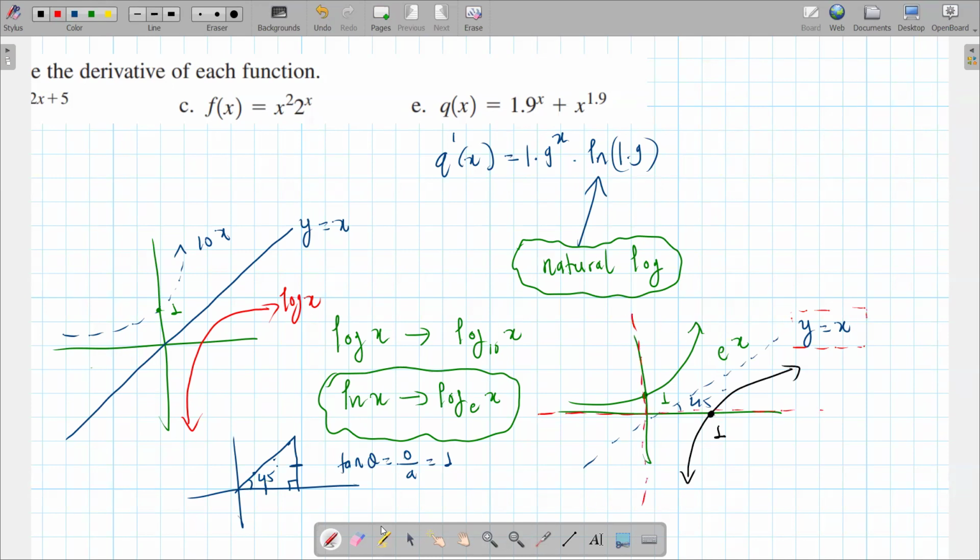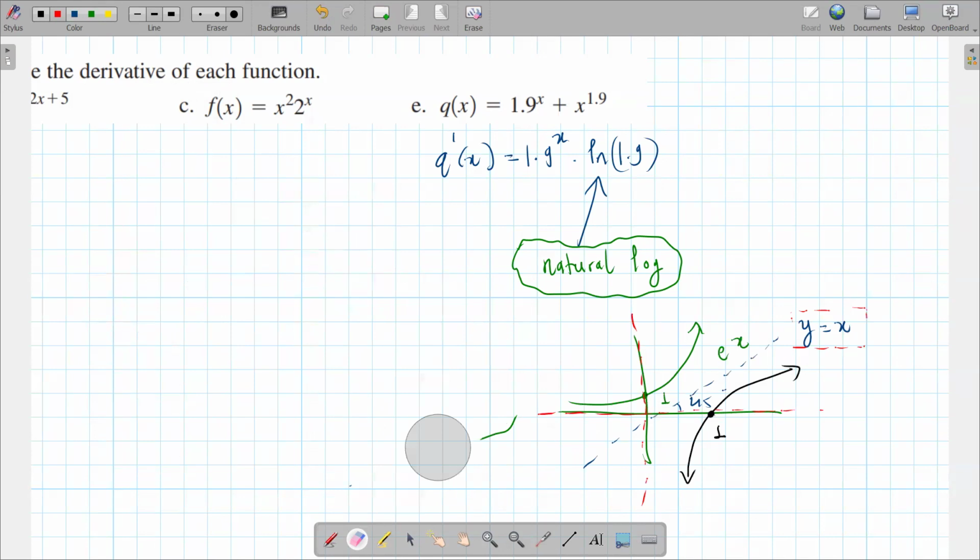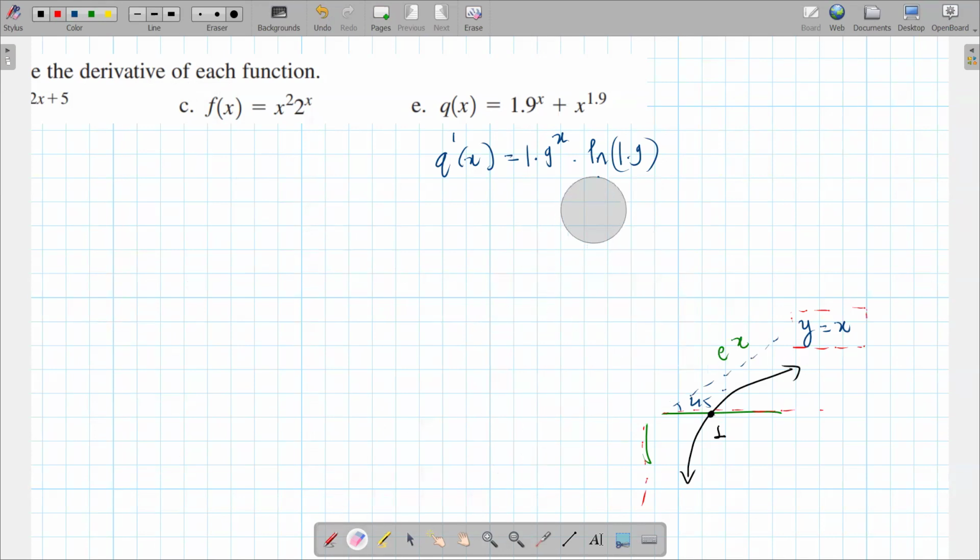Cool. So that's just a brief recap. ln of x just means log base e of x. We don't write it like that, we just call it ln. It's easier, but if you wanted to, I don't think anyone would complain. So that's this in the bag.